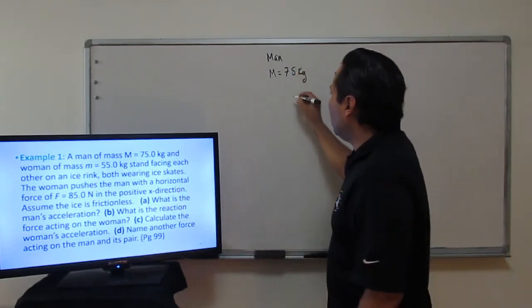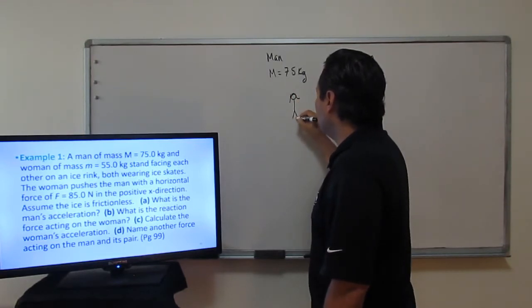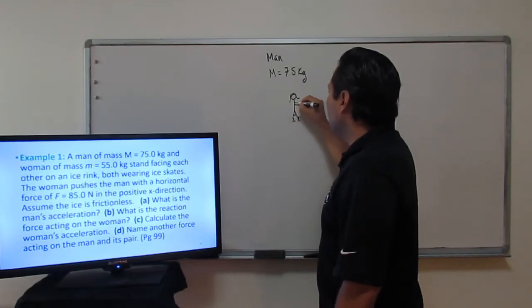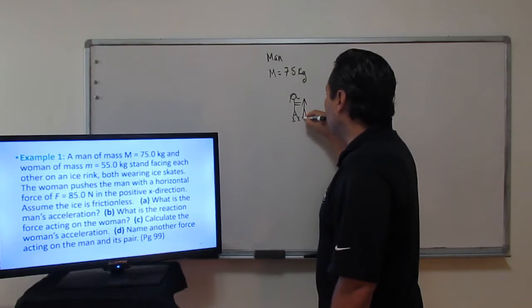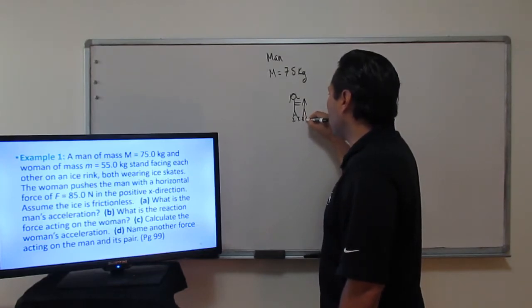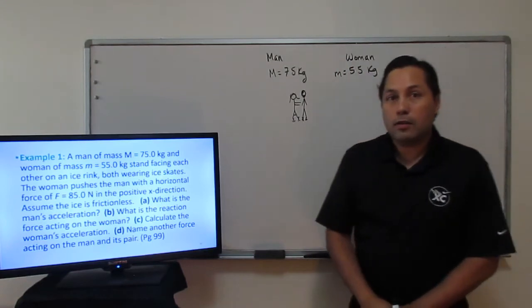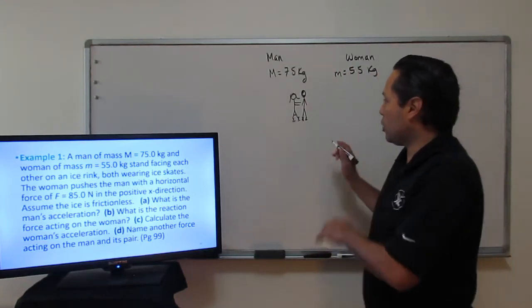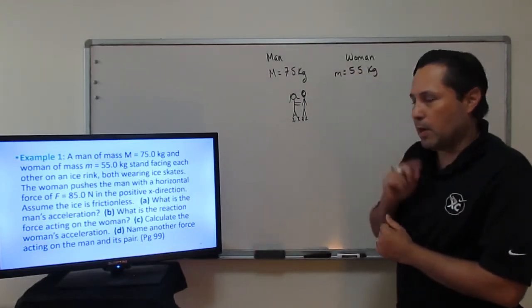So we're going to do a quick diagram. There she is, and they're wearing skates. She pushes on the man, who's also wearing skates. The reason they put them on an ice rink is so that the friction is zero. They don't want any friction in this problem. So she's pushing, and the positive direction is to the right. Keep that in mind.